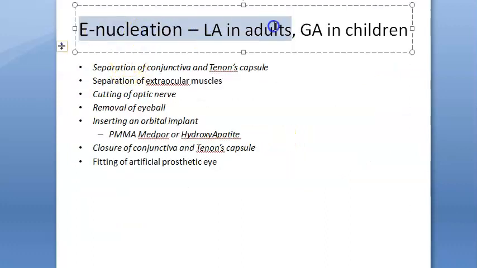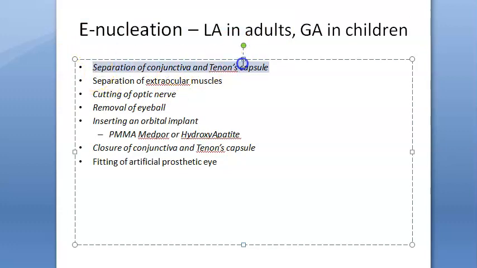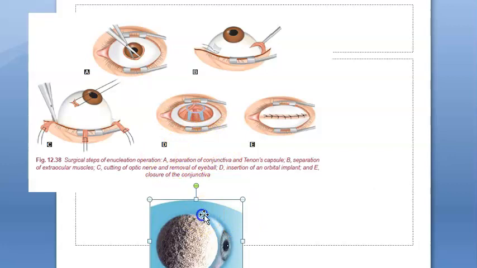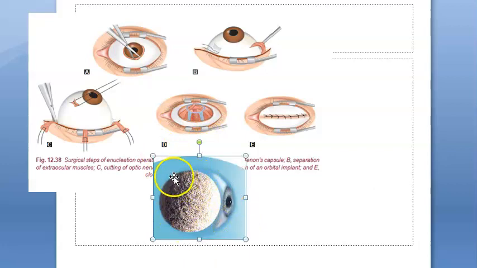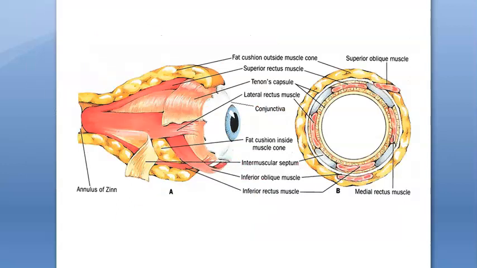So look at this. They are doing separation of the conjunctiva and Tenon capsule, separation of the extraocular muscles, cutting the optic nerve. Remember, in retinoblastoma they'll do enucleation with the maximum part of the optic nerve. That's what they say, right? You should remember this. So remove the eyeball, put an orbital implant like PMMA or some other kind of orbital implant, and then they'll close the conjunctiva and Tenon capsule. A prosthetic eye they will put. See here, they've shown the prosthetic eye. So this is that PMMA, is it? Something like this, but there are a lot of things and PMMA is one of them, it looks like.